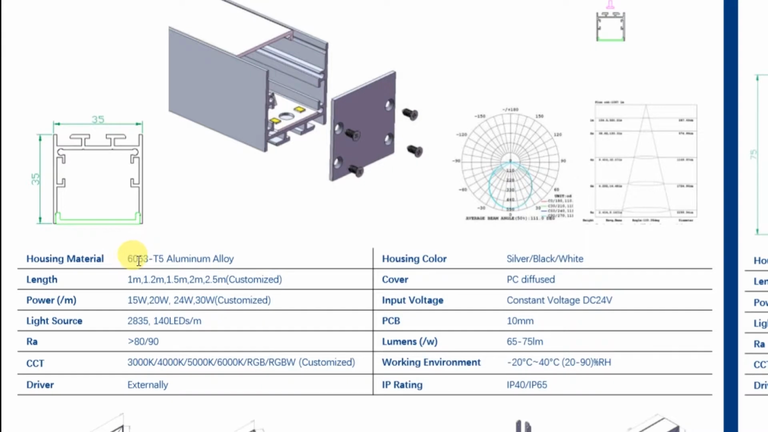The housing material is 6063 T5 aluminum alloy. Actually all manufacturers in China use this material to make the aluminum extrusion, and the length is 1 meter, 1.2 meter, 1.5 meter, 2 meter and 2.5 meter, and here the mark is customized. Actually they can make the light according to your need. They can make the light 4 meter, 9 meter as per your need, and the power is 15 watt, 20 watt, and these are also customized. If you need more than 30 watt, the supplier can give you that wattage.